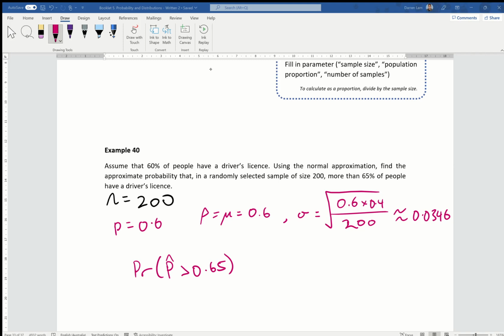Our standard deviation is what we put in earlier, so 0.0346. And of course, if you're using your calculator for this, which you should be, make sure you try to copy as many decimal places as you can, or just copy the value itself into this section for the standard deviation, and your average is 0.6. And it'll give you an answer of 0.0742.